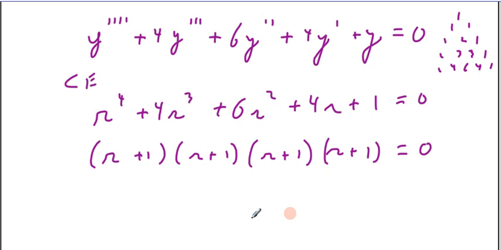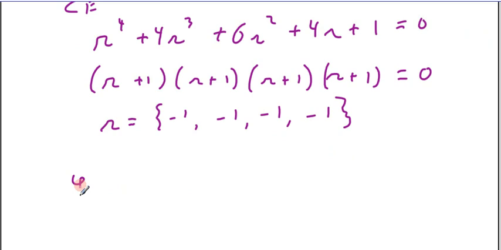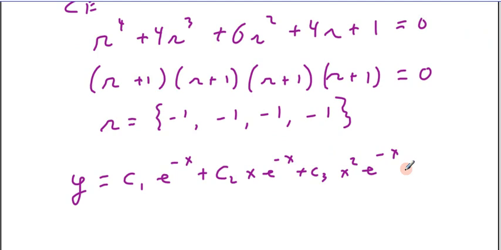Alright, so what are my roots? My roots are minus 1, minus 1, minus 1, minus 1. Oh, they're all repeating. So what is my answer going to look like? Well, y is going to look like c1 e to the minus x plus c2x e to the minus x plus c3x squared e to the minus x plus c4x cubed e to the minus x. So that's what my solution is going to look like.